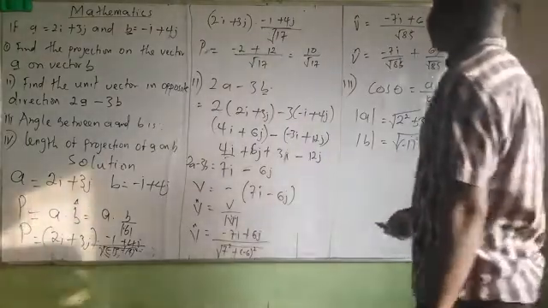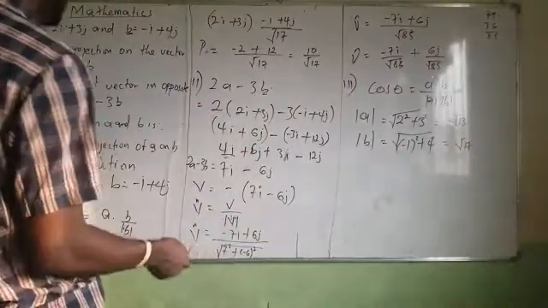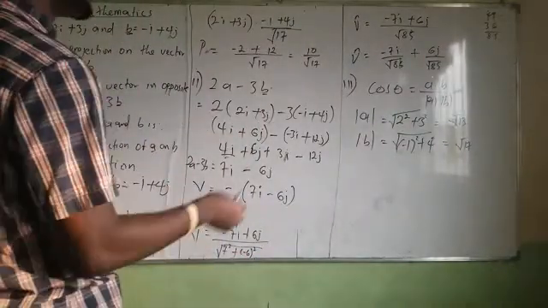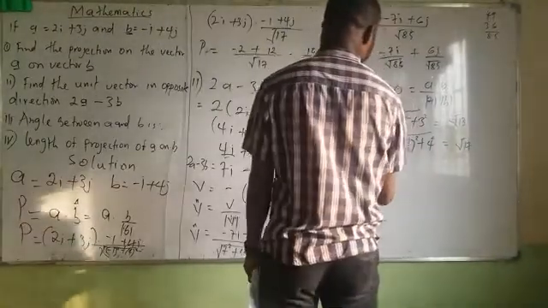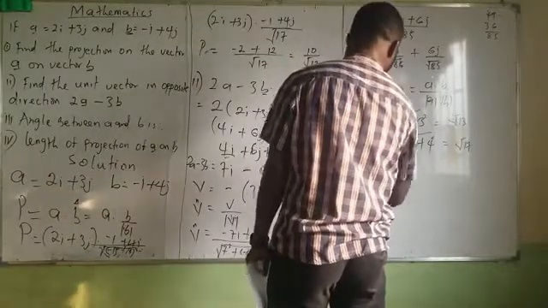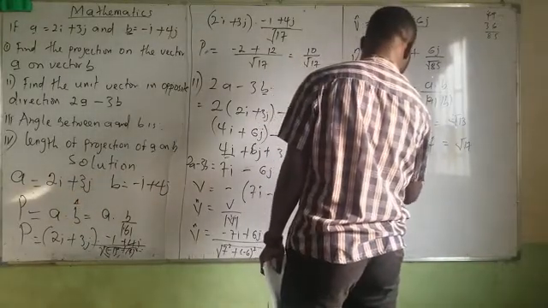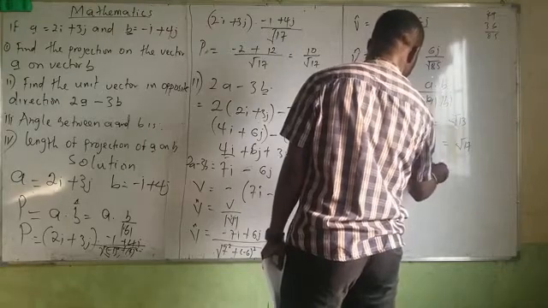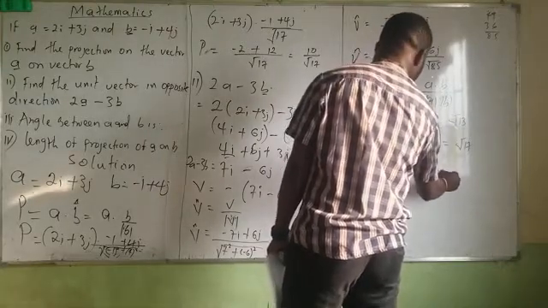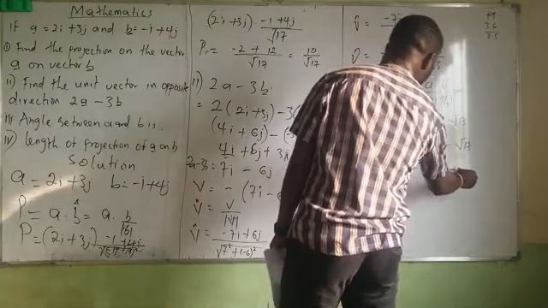Now, the next thing I need to find out, I think it's correct. Yes, there's no problem. Now, it means I will now say my A dot B will be equal to 2i plus 3j dot minus i plus 4j.